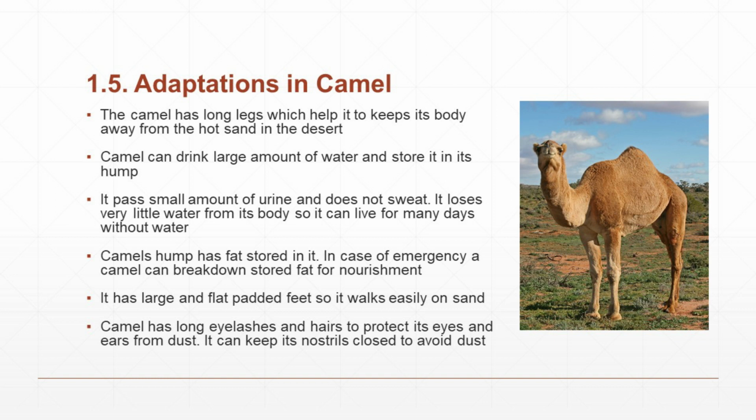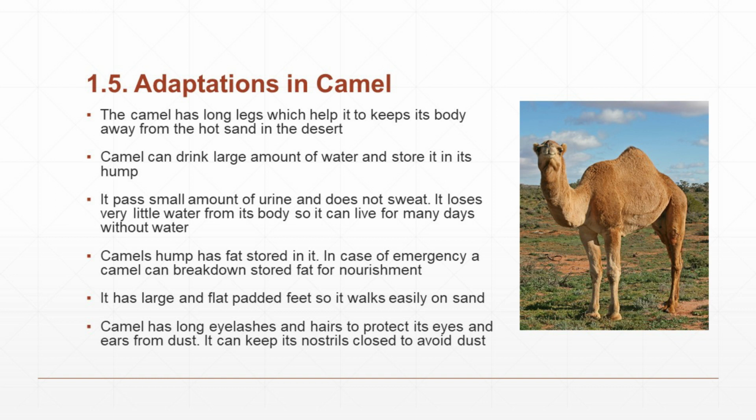Once again, I'll repeat all the points. The other name for camel is the sheep of the desert. The camel has long legs which help it to keep its body away from the hot sand in the desert. Next, a camel can drink a large amount of water and store it in the body or in the part of the hump. A camel's body is adapted to save water. A camel passes a small amount of urine. Its dung is dry and it does not sweat.